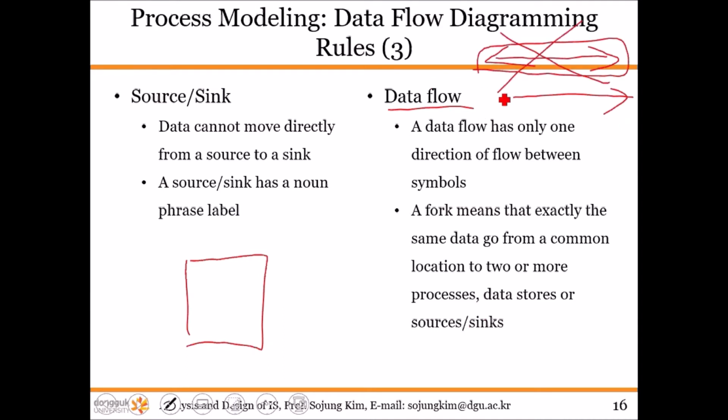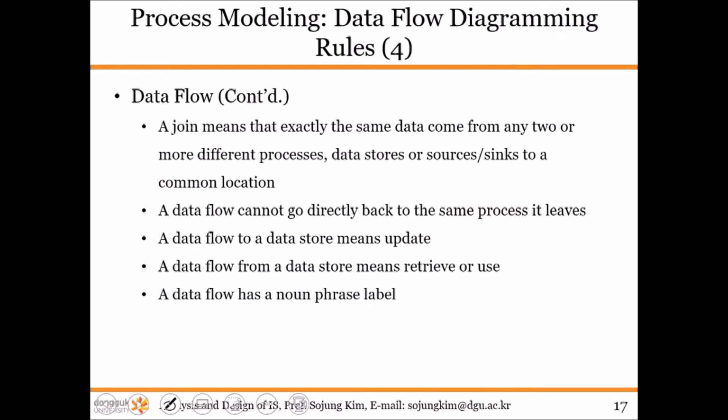Okay, a fork means that exactly the same data go from one common location to two or more processes or data stores. So fork: one source to multiple destinations, same data. Okay, name. Also, plus data flow. Okay, continue the data flow.